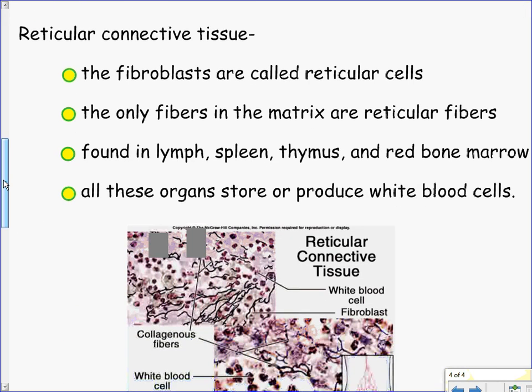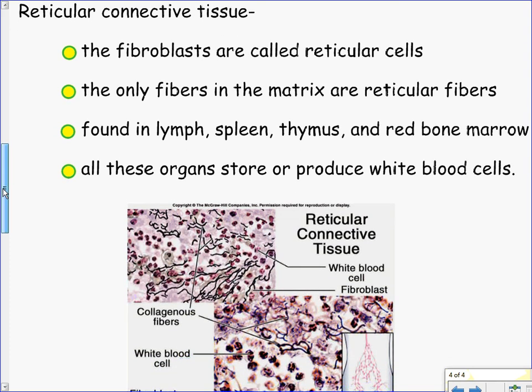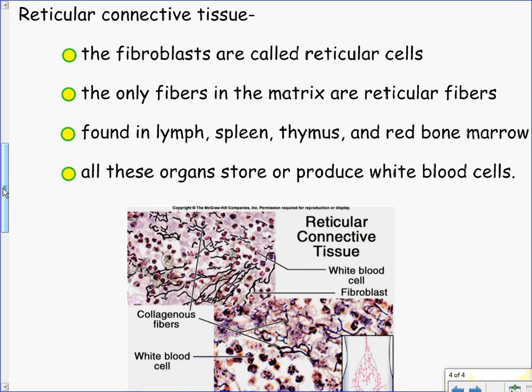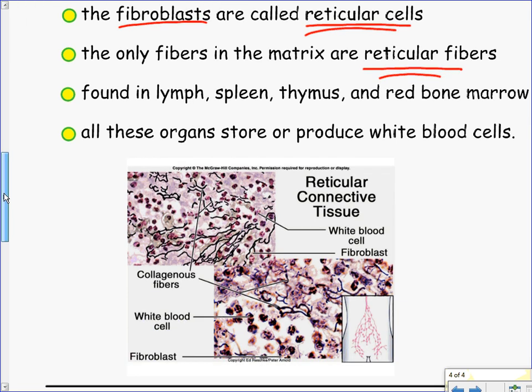And then you've got reticular. And this is the last of the connective tissue that we're going to go through today. Reticular, they kind of have their own category. So instead of calling them fibroblasts, which really they're just fibroblasts, they just have their own name, reticular cells. Doing the same thing though, still making the matrix. This time though, the only fibers in the matrix are these reticular fibers. These are stronger. These are made more for structure. And they're going to be found in the lymph, spleen, thymus, and red bone marrow. These organs store or produce white blood cells.